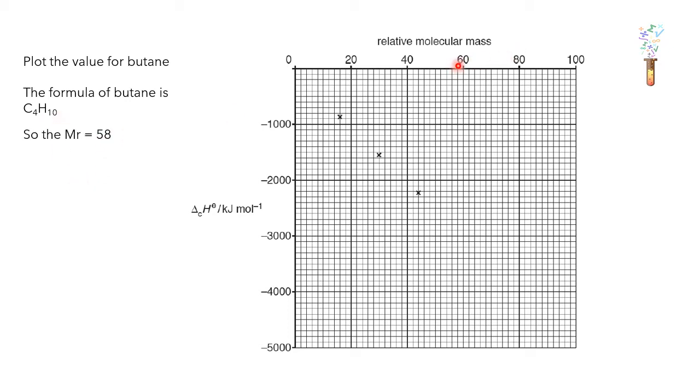And 58 is found on our graph here. So on this scale from 40 to 60, there's 58. So what we're going to do is plot a point at 58 and the value from the table, minus 2,877. So we want to looking at going down from 58, down, and on this scale, 2,900 would be just one line up, so just before there we're going to plot that point.